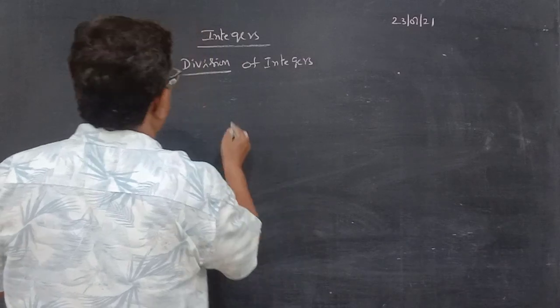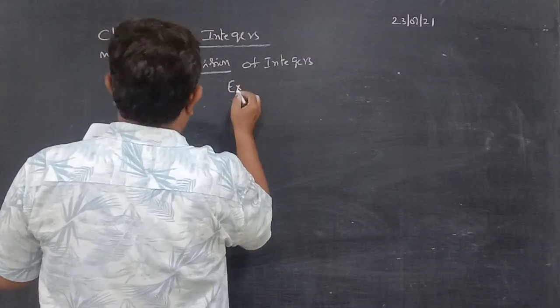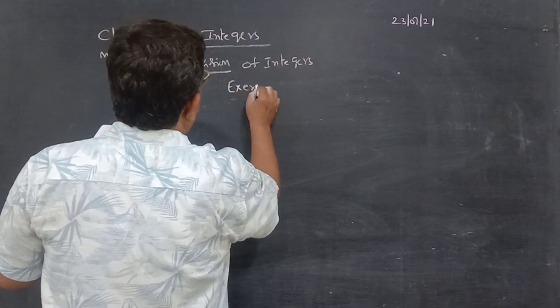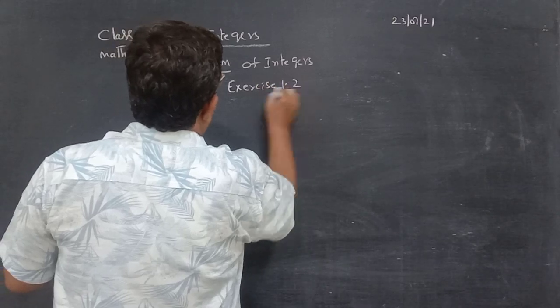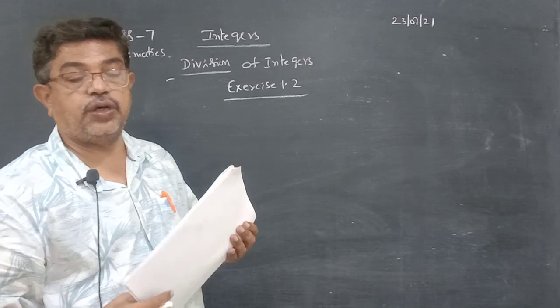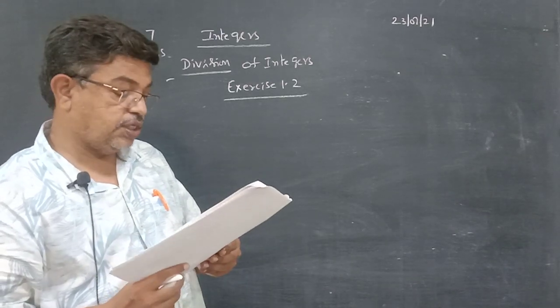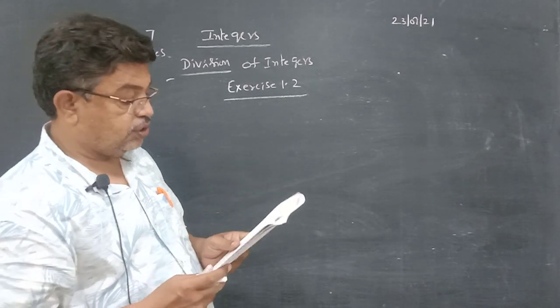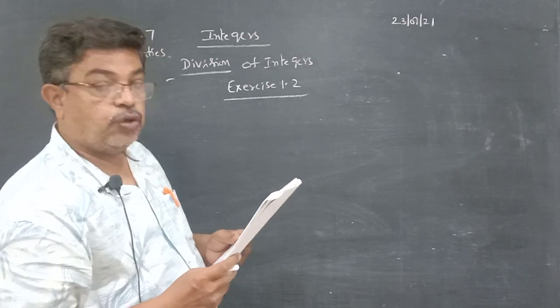So, division of integers, you practice exercise 1.2. I will place it for you in the textbook. From the textbook, I will place it in the group so that you follow the questions. You try the first 2 questions as homework. Now I am doing the 3rd question.